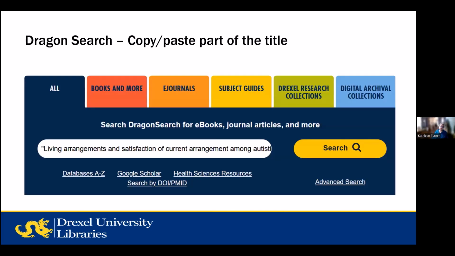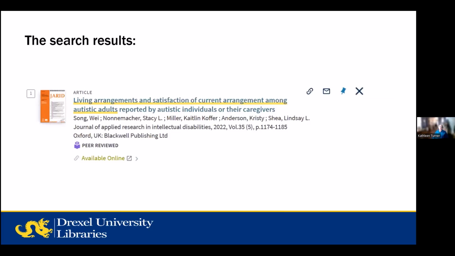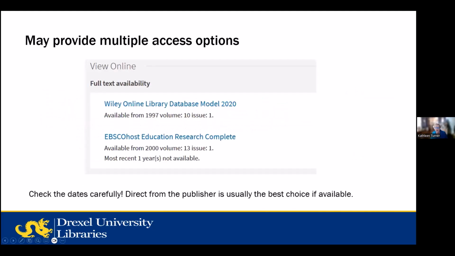One of the easiest ways to do that is go to the Dragon search box on the library homepage, copy and paste in part of the title. You don't have to do all of it. Just try to get enough that it's significant. And it's going to take you to a record for that journal article in our Dragon search system and tell you whether it's available to you online or not. And if it is, then it will show you options for accessing it.